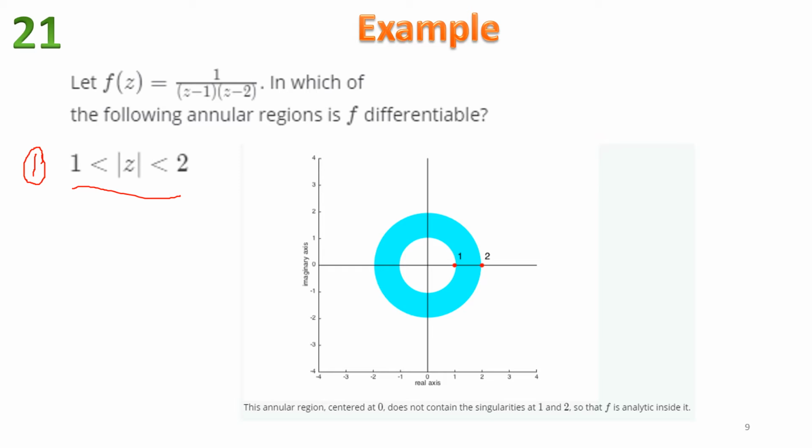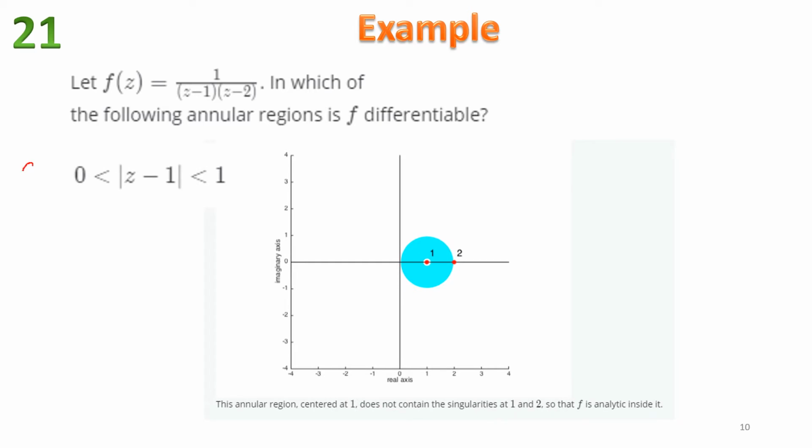Here you can see the shaded region, which is centered around the origin of the coordinate system, and we are considering the region in between 1 and 2. I mean to say that a disk of radius greater than 1 and a disk of radius less than 2, where 1 and 2 are not included. In such a situation, the given annular region does not contain the singularities at 1 and 2. Therefore, this function is analytic inside the given region.